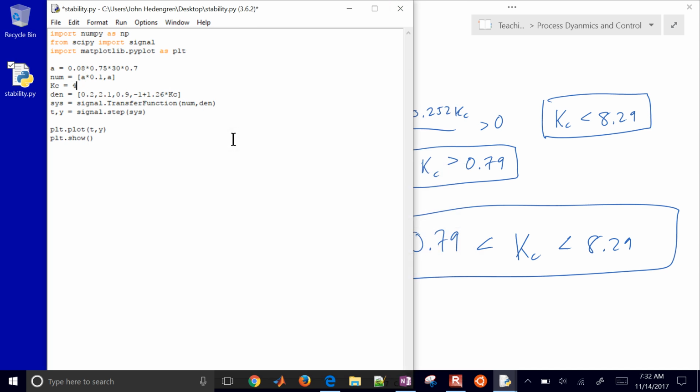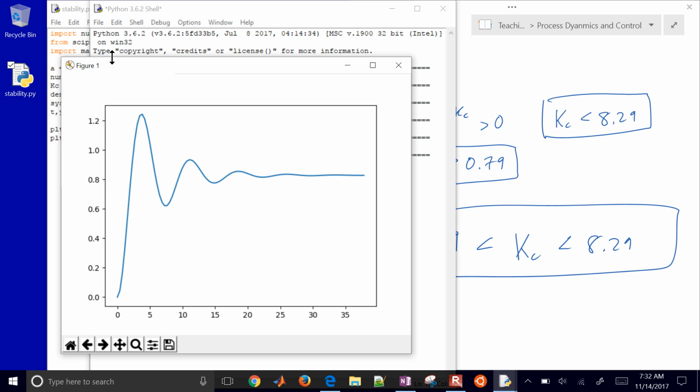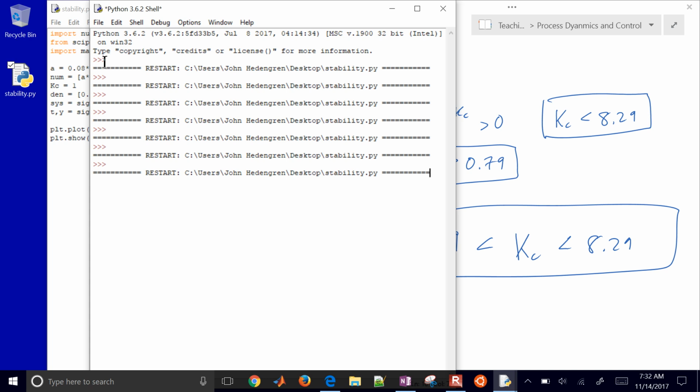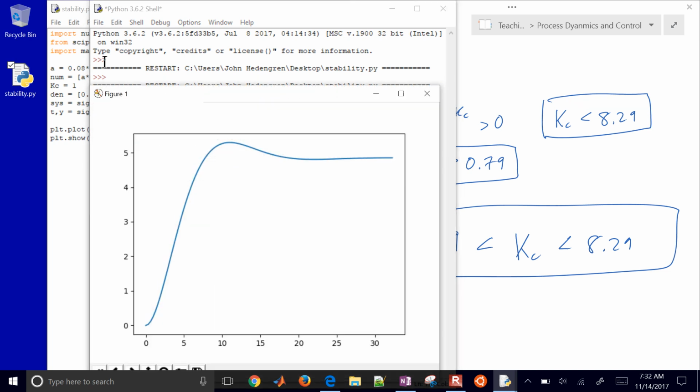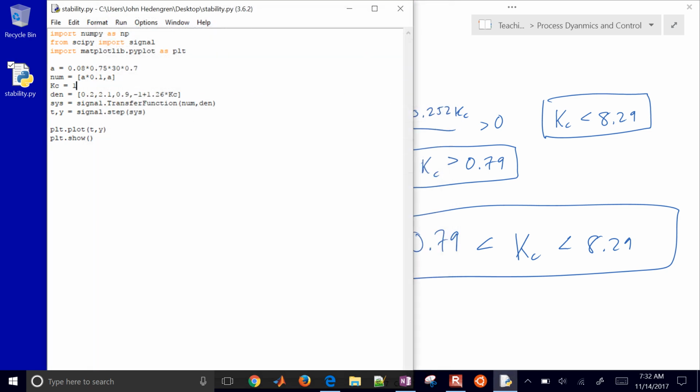We might want to have something like a controller with Kc of 2, for example. Okay, so there's our controller, fairly aggressive, Kc of 2. If I had something like 1, let's just do 1 and see if that gives us a better response. Okay, so there's still a lot of offset there, but let's go in and just do a root locus plot as well.